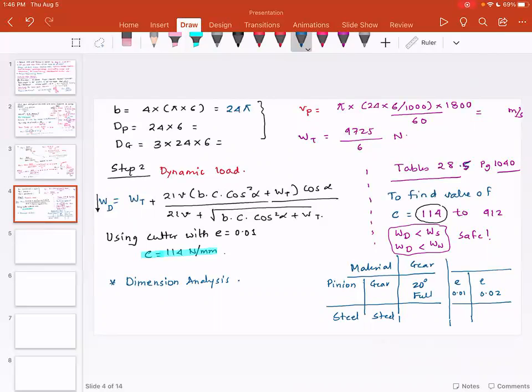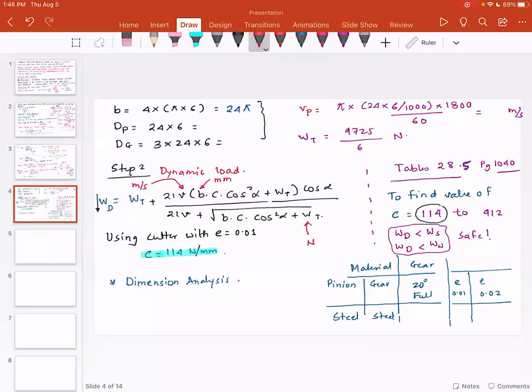So in that case, you want to be careful that this B is in millimeters, but this velocity is in meters per second. And that is needed, and this has to be in Newton. And that is all needed so that the dimensional analysis conditions are satisfied.